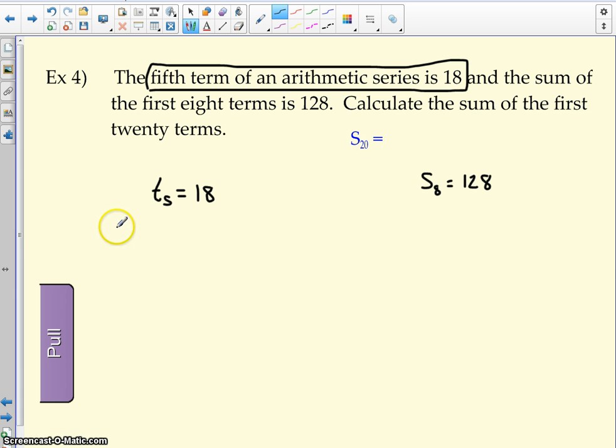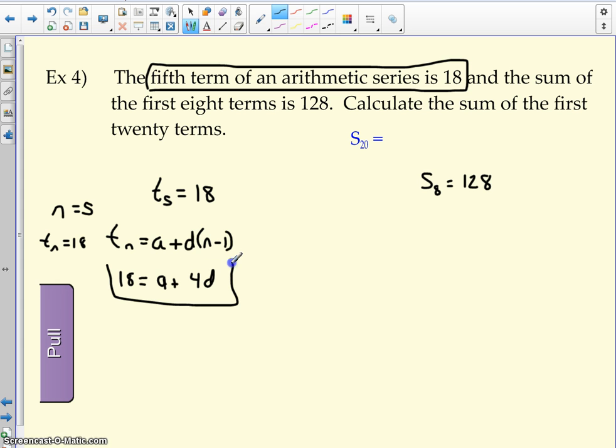So remember that the general term for an arithmetic sequence is Tn equals a plus d times n minus 1. So if I know the fifth term is 18, that means when n equals 5, Tn is equal to 18. So I put that into the equation, I get 18 equals a plus, if n is 5, it's 5 minus 1, which is 4d. So 18 equals a plus 4d. And that doesn't really tell us that much, but it does give us an equation involving both a and d.